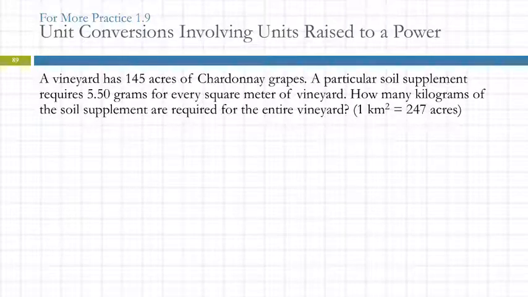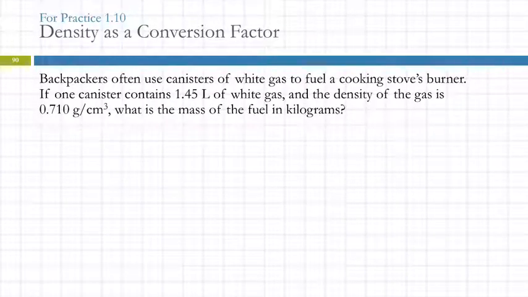You know, we could just go on and on and on. Let's use this one. Backpackers often use canisters of white gas to fuel a cooking stove burner. If one canister contains 1.45 liters of white gas and the density of the gas is 0.710 grams per cubic centimeter, what is the mass of the fuel in kilograms?